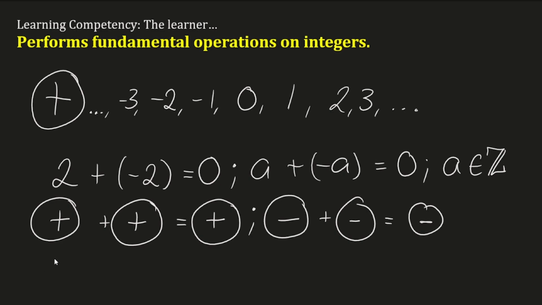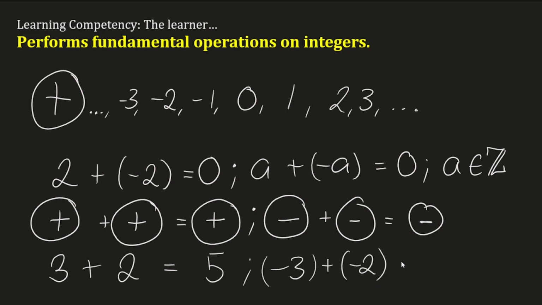An example for this is, let's say, positive 3 plus positive 2 will give you a positive number, that is 5. Negative 3 plus negative 2 will give you a negative number, and that is negative 5.